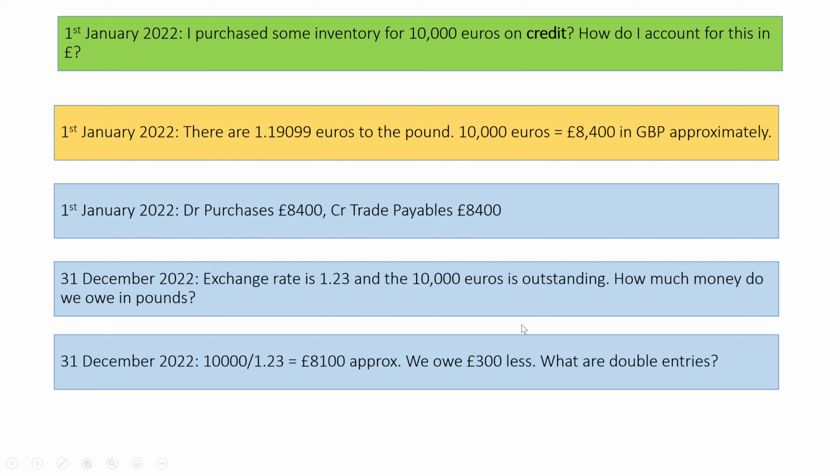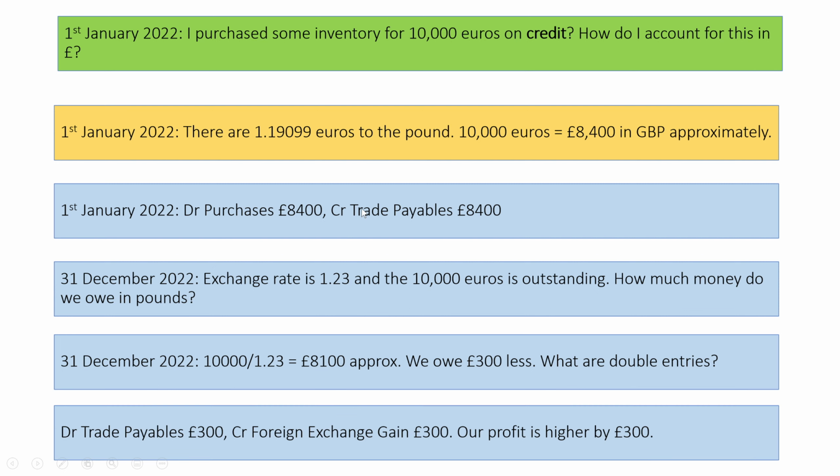What are the double entries? Well, as we said, the trade payables has gone down, so we debit trade payables 300, and we put the credit to an account called foreign exchange gain, because we've made a bit of a profit because our trade payables has gone down, our liability has gone down, but we haven't paid anything. So we do debit trade payables, credit foreign exchange gain, £300, and that means our profit is higher by £300, and our CEO gets very happy with us. Okay, so this foreign exchange gain is a P&L account.